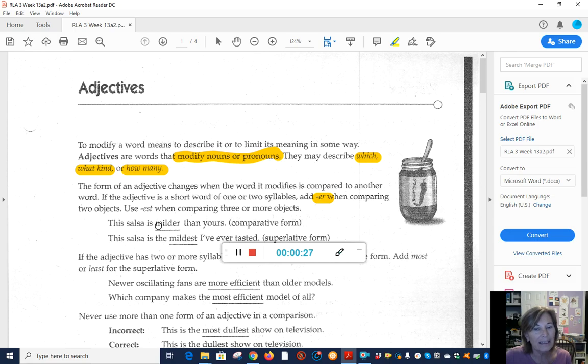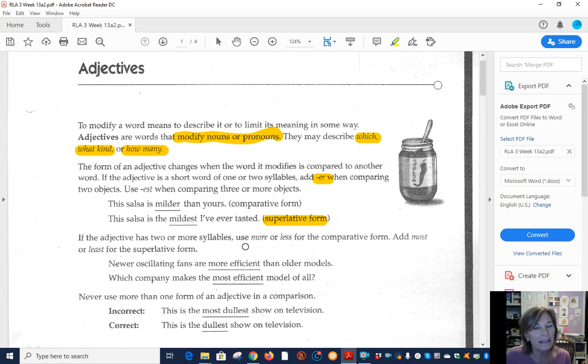The salsa is milder than yours. That's the comparative form. If you're comparing more than two things, then you add EST. That is the superlative form. This salsa is the mildest I've ever tasted.